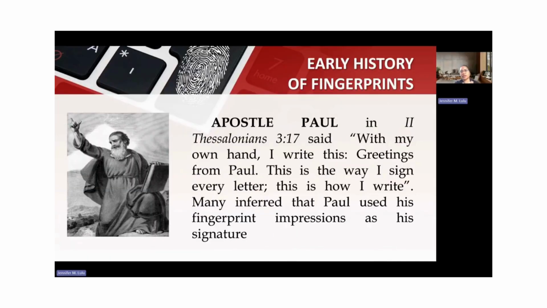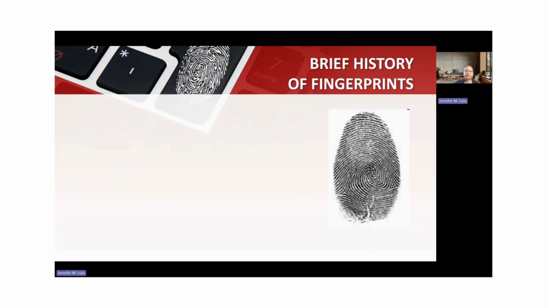And next one, we will be discussing the early history of fingerprints. Biblically, Apostle Paul in 2 Thessalonians 3:17 said, "With my own hand I will write this. Greetings from Paul. This is the way I sign every letter. This is how I write." Many infer that Paul used fingerprint impressions as a signature.